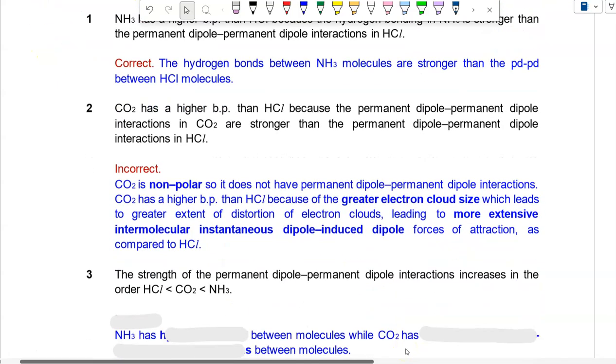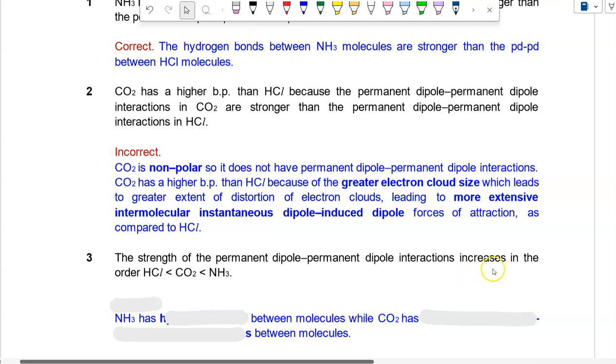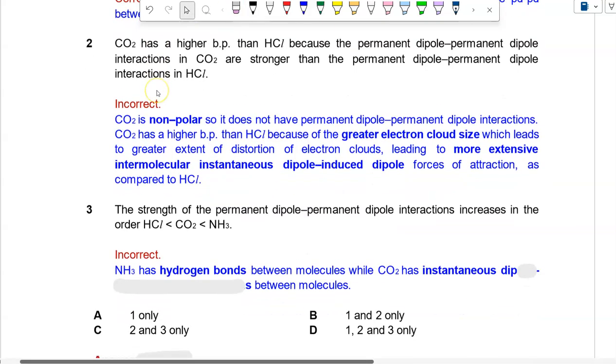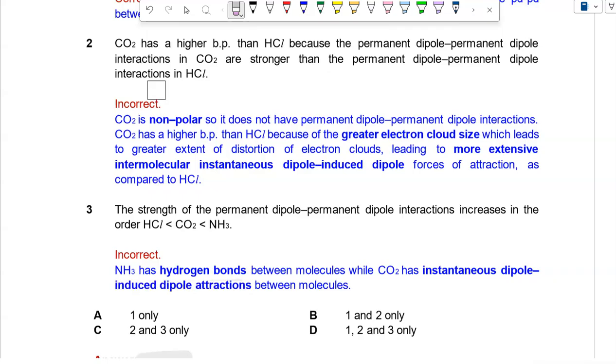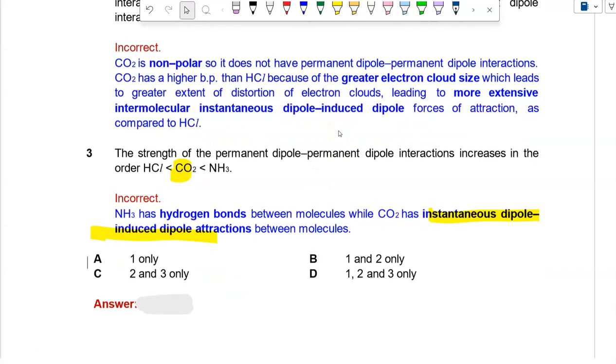Okay, moving on, part 3, the strength of the PD-PD interactions increases in the order HCl, CO2, and then NH3. Again, do you think this is correct? Does CO2 have any PD-PD? Alright, so CO2 doesn't have any PD-PD, so it only has ID, therefore this statement will not make any sense with CO2 in the middle. So CO2, it only has ID, does not have any PD-PD, so it's not correct for this statement. So out of the options, only statement 1 is correct, and therefore you will choose your answer to be A.